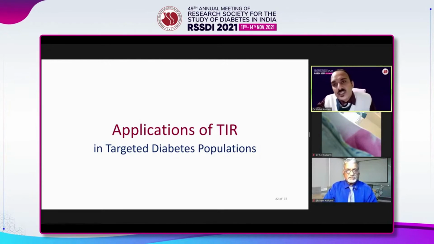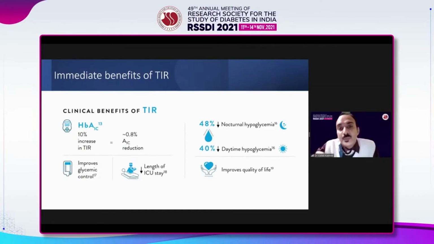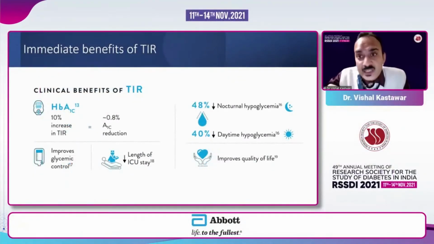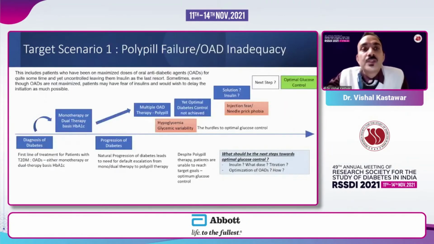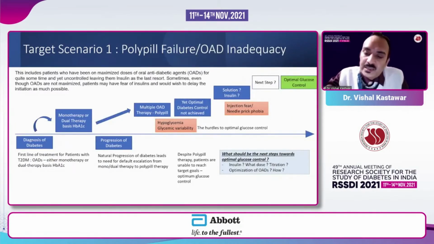Dr. Jay Prakash has already told us that time in range CGM can be utilized for improvement of diabetes and lifestyle. Specifically, time in range reduces HbA1c by 0.8% when we increase the time in range by 10%. An improvement in time in range by 10% can also reduce nocturnal hyperglycemia by 48% and daytime hypoglycemia by 40%. The length of ICU stays also decreases, and there is improvement in quality of life. So there are patient scenarios where we can utilize CGM data and time in range for improvement in diabetes profile.